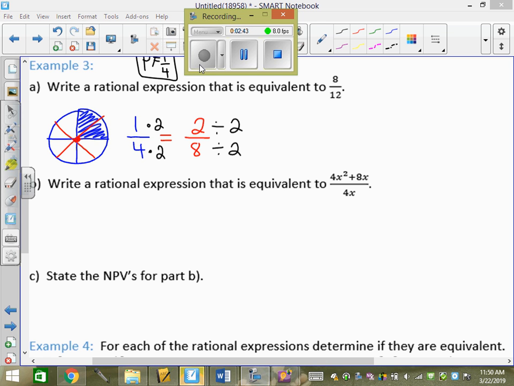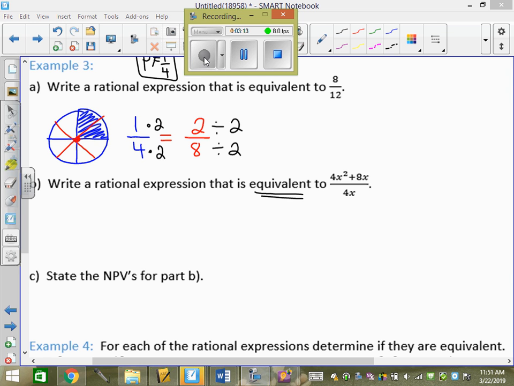Okay? So we're going to look at B. Write a rational expression that is equivalent to 4x squared plus 8x over 4x. If I want equivalence, I have to either multiply the top and the bottom by the same thing or divide the top and the bottom by the same thing. Every single person do your own equivalent. Try it out. You can multiply the top and bottom by 2, multiply the top and the bottom by x, take out an x from the top and the bottom. Try it out. Every single person might get a totally different answer, which is fine. This one here, I want you to give me an equivalent rational. Your choice.